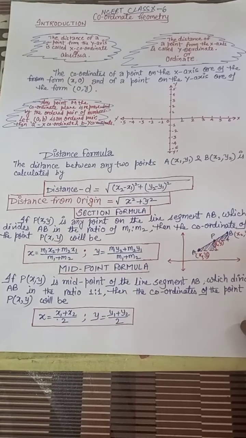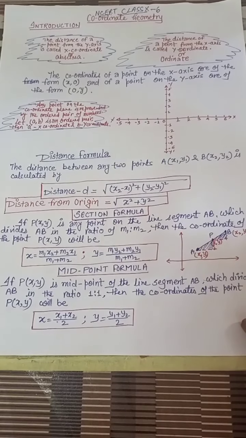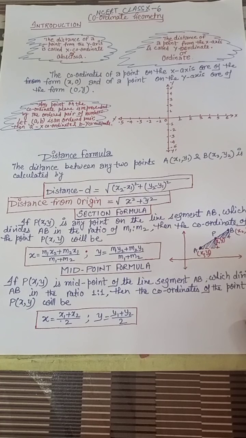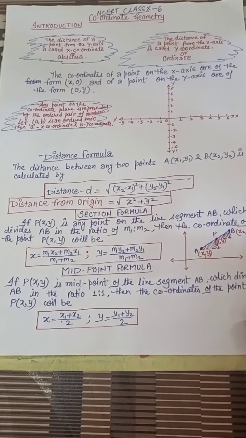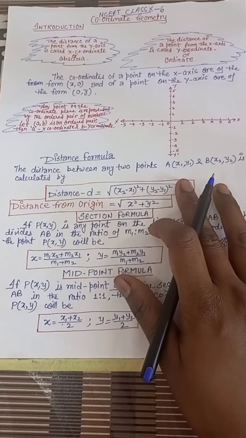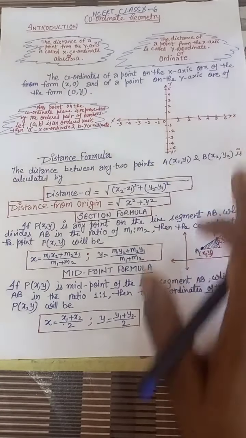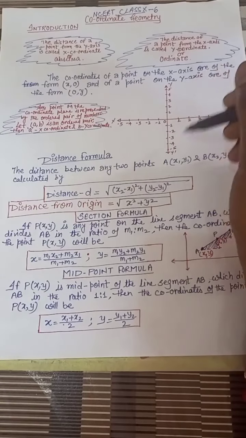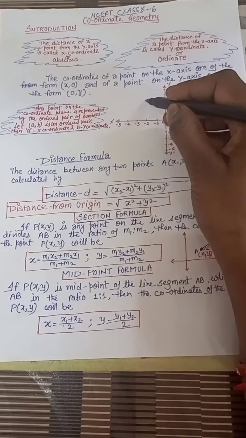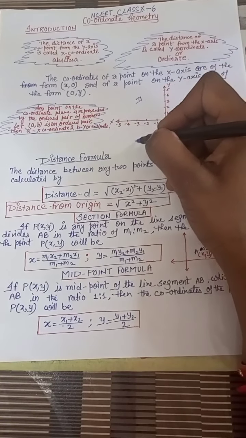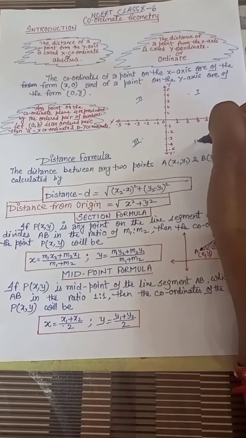We have already discussed coordinate geometry in class 9th. We studied how to locate a point in a coordinate plane. This is the coordinate plane, and in class 9th you plot a point on these coordinates. This is the first quadrant, this is the second quadrant, this is the third quadrant, and this is the fourth quadrant.